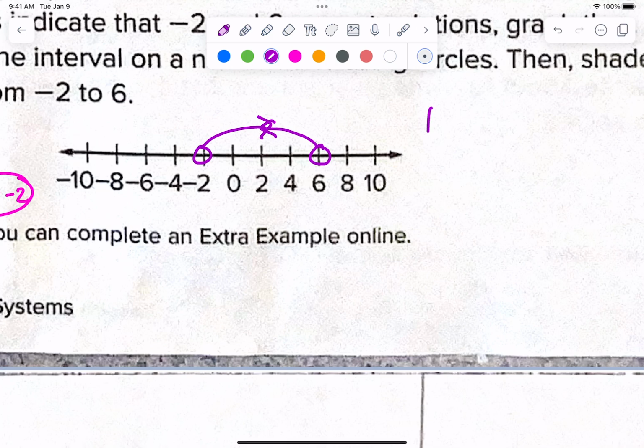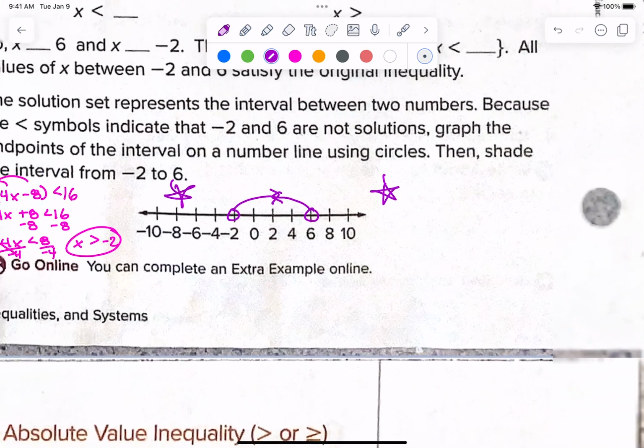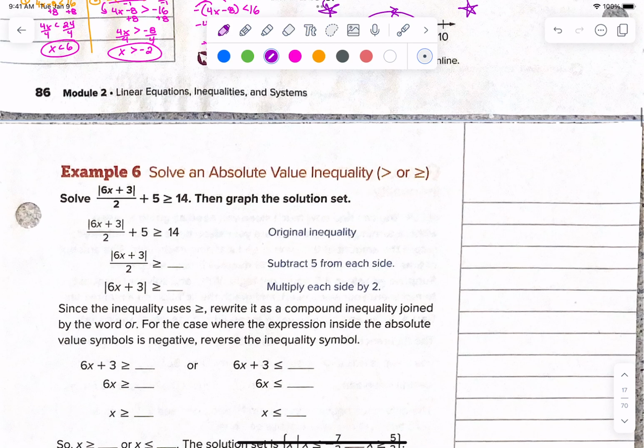That's set. If it's a number that's bigger than 6, it's not going to work. It's not going to be right. If it's a number that's less than negative 2, it's not going to be right. Okay? Only those two numbers. Only in between those two numbers. Got it? Okay? All right.